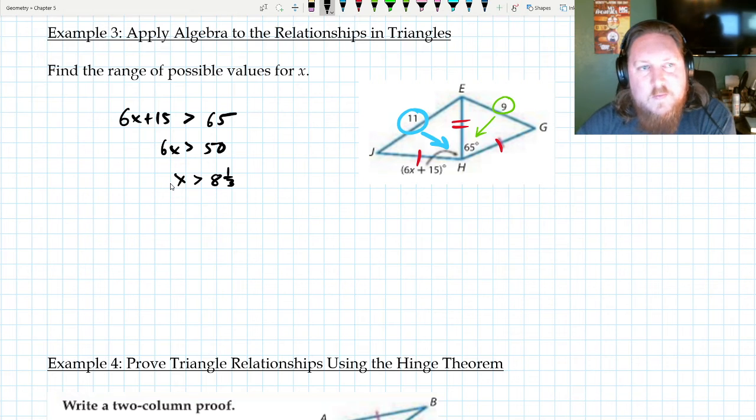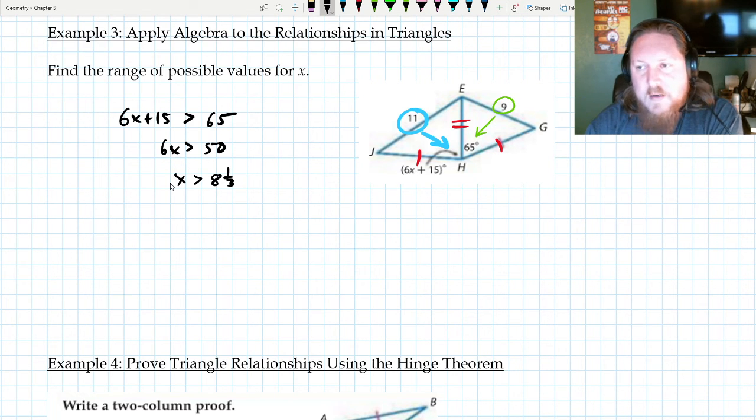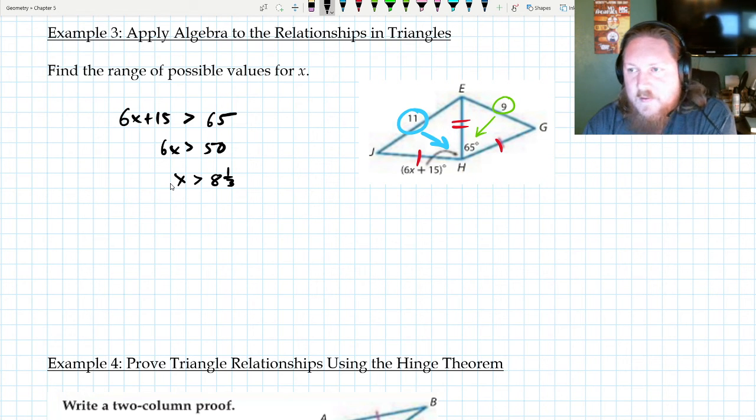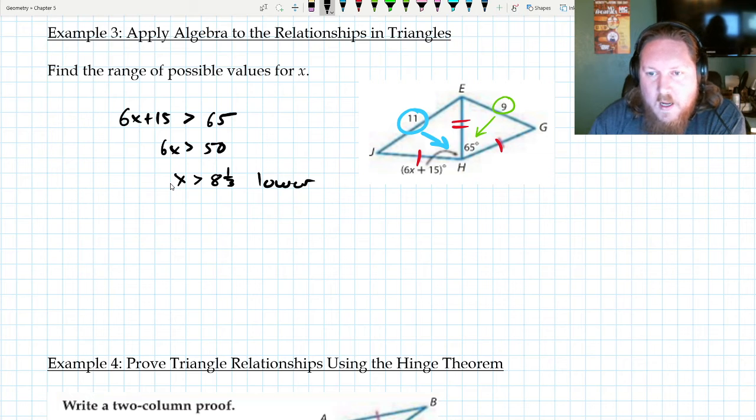The next thing is we have to figure out the upper bound. Now, the way we know this is we know that the angle there can never be bigger than 180, because if it's bigger than 180, there's not enough angle left for the other two spots to add in for the sum to exactly equal 180. So this gives us the lower, and now we need to find the upper bound.